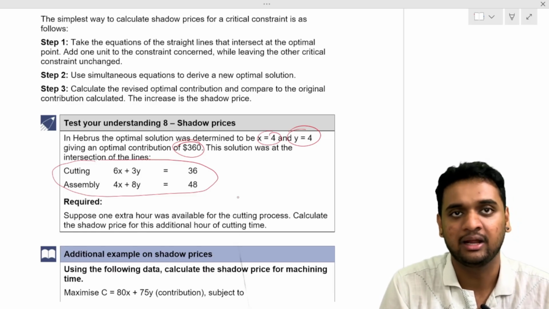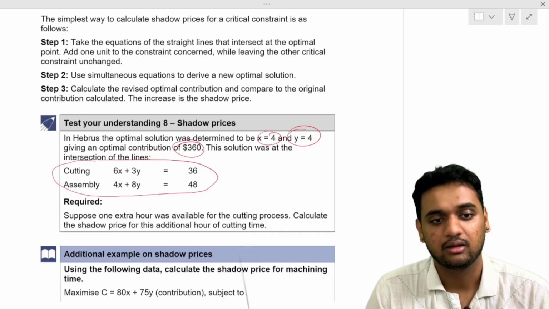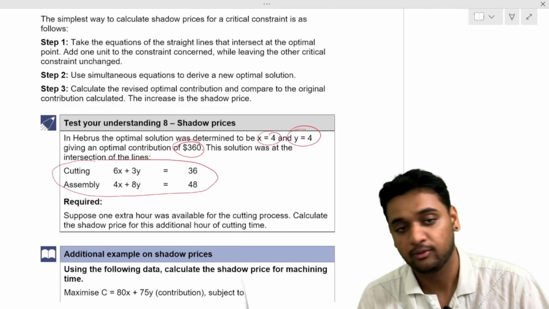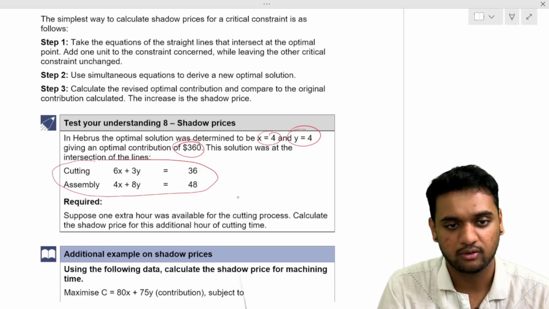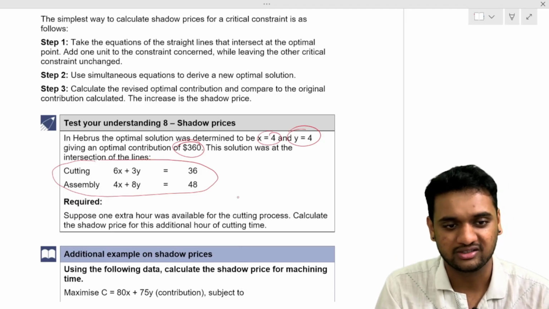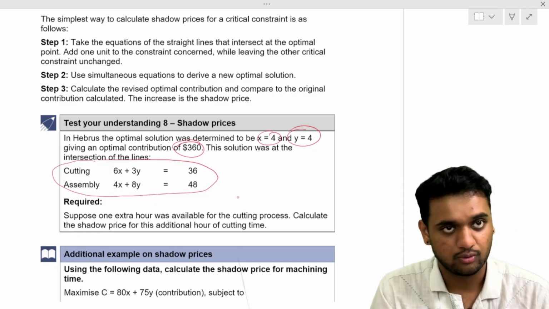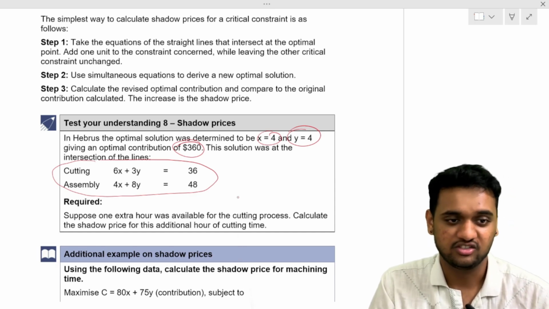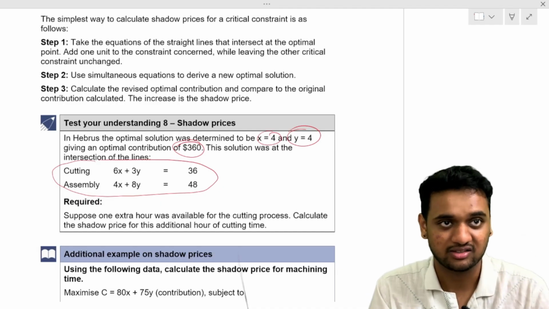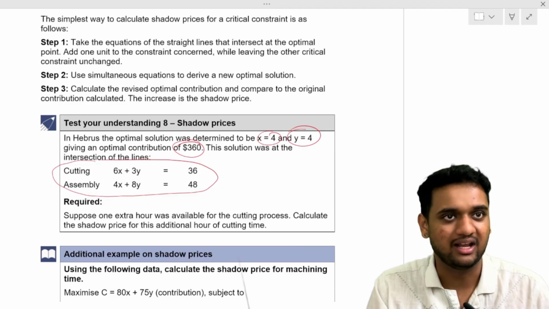In cutting and assembling, tell which is the critical constraint, which is the non-critical constraint. Both are critical. 6 4s are 24 plus 3 Y's are 3 4s are 12, 36. 4 4s are 16, 4 8s are 32. Both are critical constraints. Generally, shadow price will be there only for critical constraints. Slack will be there for non-critical constraints. Shadow price will be there for critical constraints.